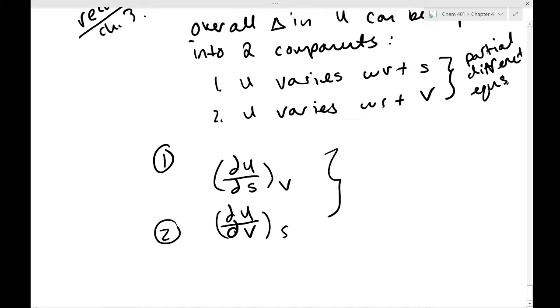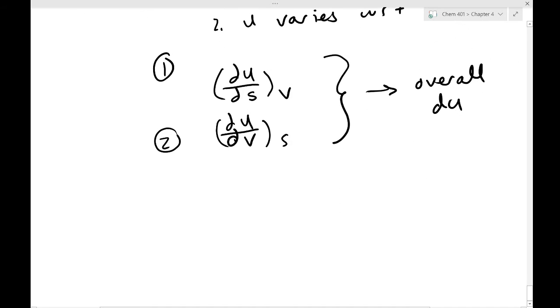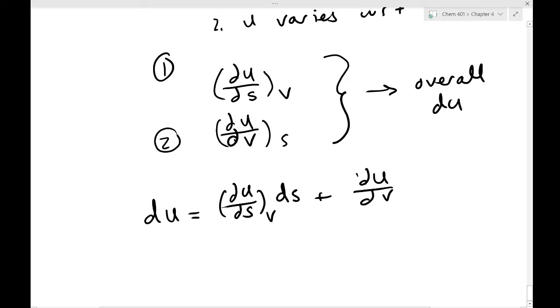And from these, whoa, my brackets are weak today, guys. From these two, we can form the overall dU by putting them both together. So if you recall from chapter 3, dU is given by the partial of U with respect to S, with V constant, times dS, plus the partial of U with respect to V with S constant, times dV. Okay, so this is the overall change in U.